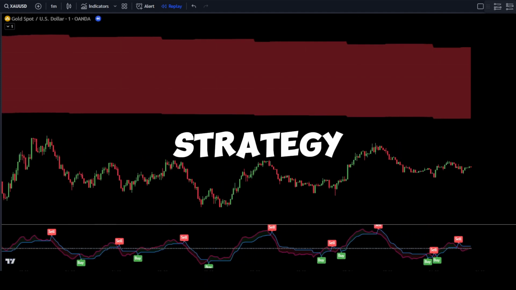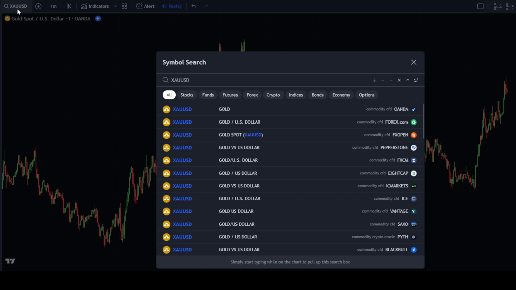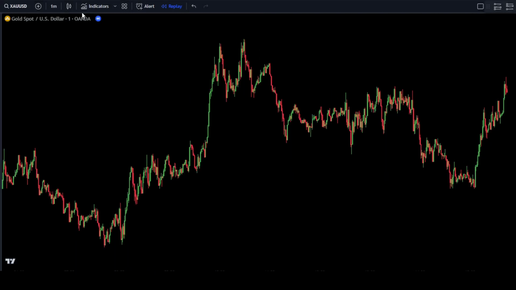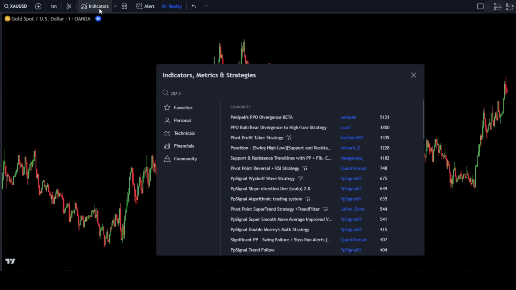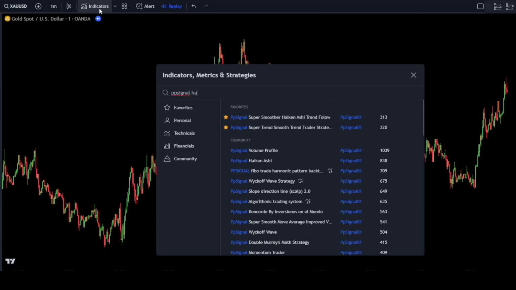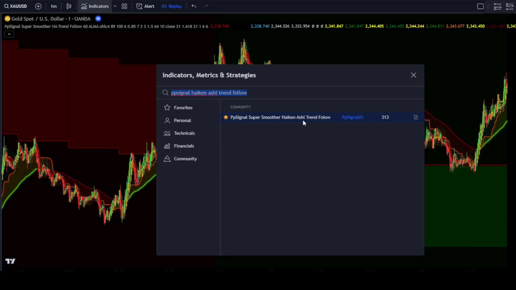To use this scalping strategy, you can go to TradingView. Since the pair used in this example is the gold pair, set the pair to gold or xauusd. Then set the time frame to the 1-minute time frame. Next, go to the Indicator Search tab. In the Indicator Search tab, type PPSignal Super Smoother Heiken Ashi Trend Follow. Then, select the PPSignal Super Smoother Heiken Ashi Trend Follow indicator from PPSignal.